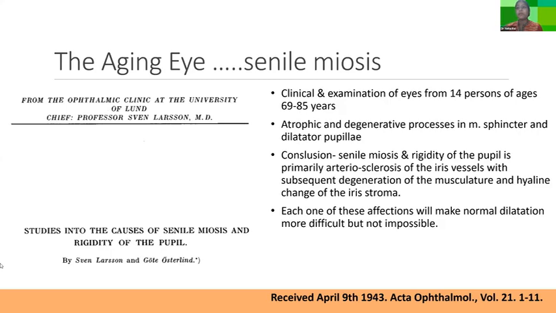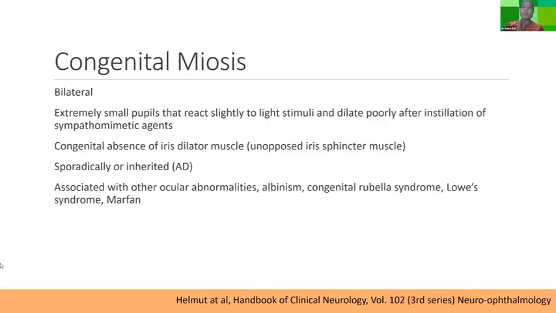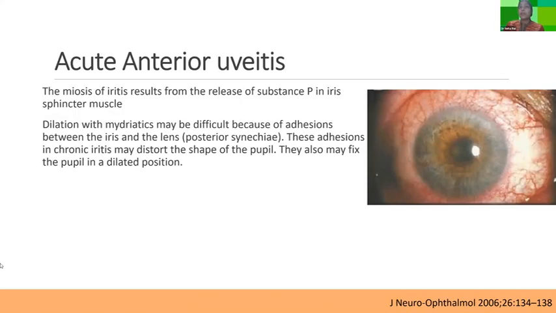And most important is that the senile pupil is not just the constricted pupil, but moreover, it is a pupil which lacks the ability to dilate properly because of the rigidity. Congenital miosis is a miosis which is usually present bilaterally because of congenital absence of the iris dilator muscle, and could be sporadic or inherited. We should not forget acute anterior uveitis as a cause of the miotic pupils.